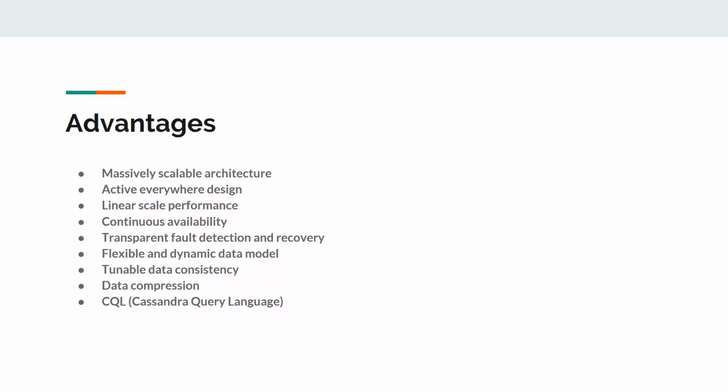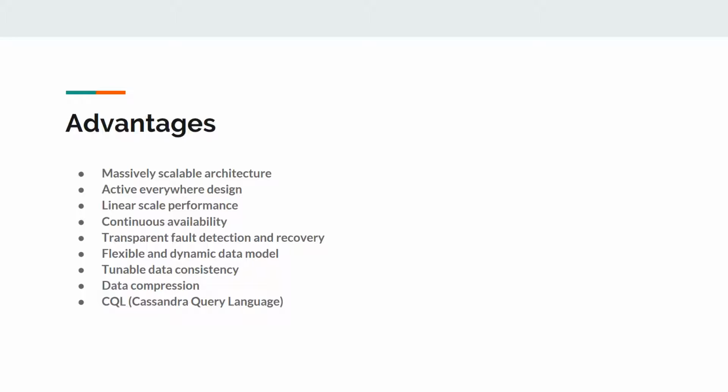The advantages of Cassandra include a lot of benefits. It includes massively scalable architecture, which provides a masterless design where all nodes are the same. It in fact provides operational simplicity and easy scale out. It has an active everywhere design, which means all nodes may be written to and read from.